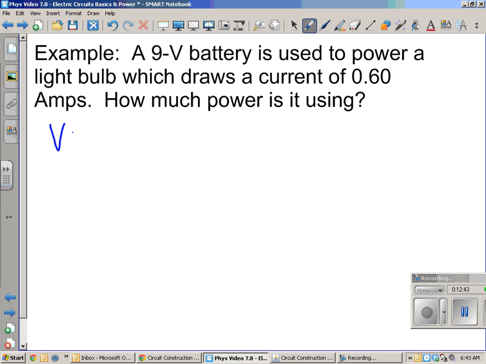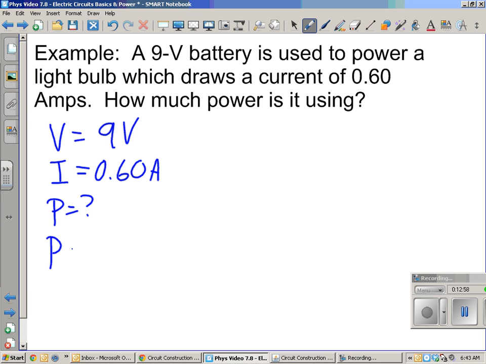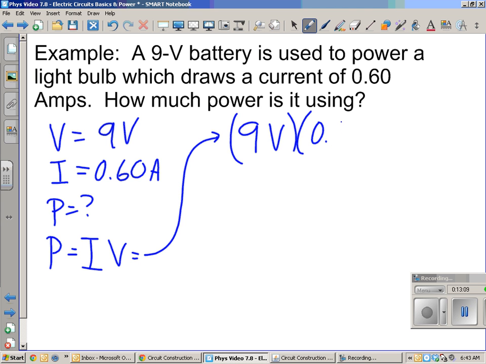So here's what we know. We know the voltage is 9 volts. We know 0.60 amps is, stop and think, what do we measure in amps? Current. And we want to find the power. So P equals I times V gives you, I'm going to write it up here, 9 volts times 0.6 amps equals, and so you can multiply that out and you're going to get 5.4.